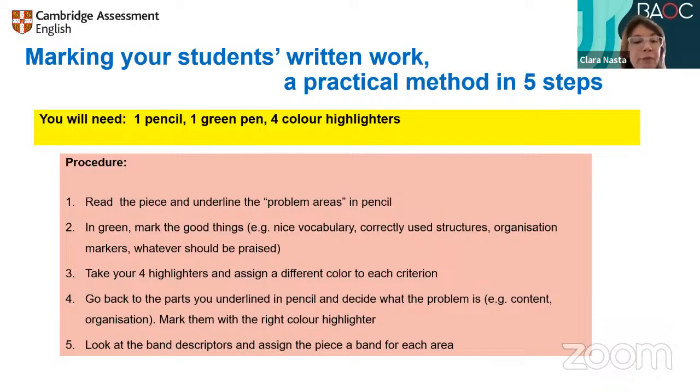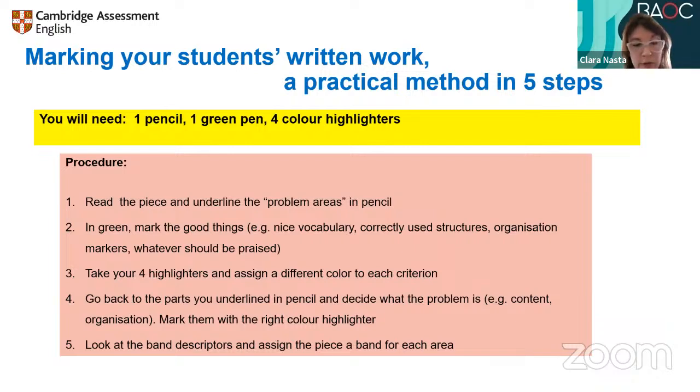And wherever you find irrelevant information or something that has nothing to do with the main topic of the writing, then probably that is a problem of content, and you mark it with the right highlighter. Once you have all that map before your eyes, you will be able to go back to the assessment criteria and pay attention to the descriptors, the 3 band, the 5 band, the in-between bands, and then decide for each area which rating you give the piece.